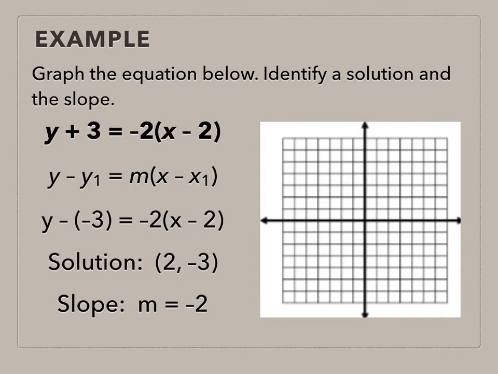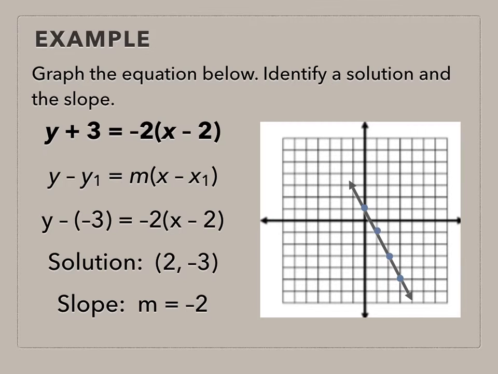Let's graph that point, or that solution, 2, negative 3. And because the slope is negative, we'll go down 2 and to the right 1, or up 2 and to the left 1. Let's draw the line that passes through those points. And there is the line that was given to us in point-slope form. So notice I gave you the equation and I asked you to graph the line.